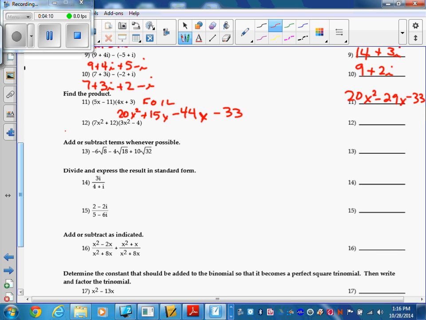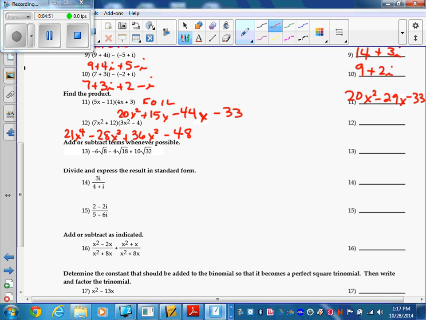7x times 3x is 21x squared. 7x times 4 is minus 28x squared. Oops. This is really supposed to be x to the 4th, isn't it? Do you see I missed that? Let me erase that tiny bit. This is supposed to be x to the 4th, because it's 7x squared times 3x squared. Minus 28x squared plus 36x squared. Minus 48.